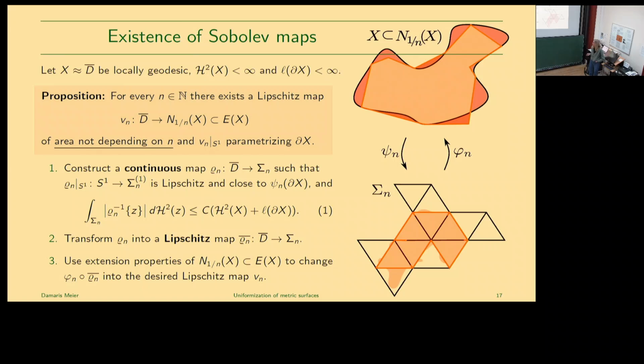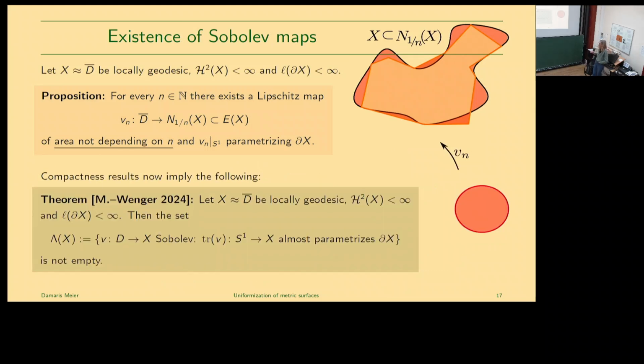Now, as I said before, we have this Lipschitz map into this one skeleton, and we can map it back up and extend it to whatever we want. So what we show is the following: if we have a metric surface homeomorphic to the disk, with Hausdorff 2 measure finite and finite boundary length, then this set is non-empty. This is everything I wanted to say about uniformization.